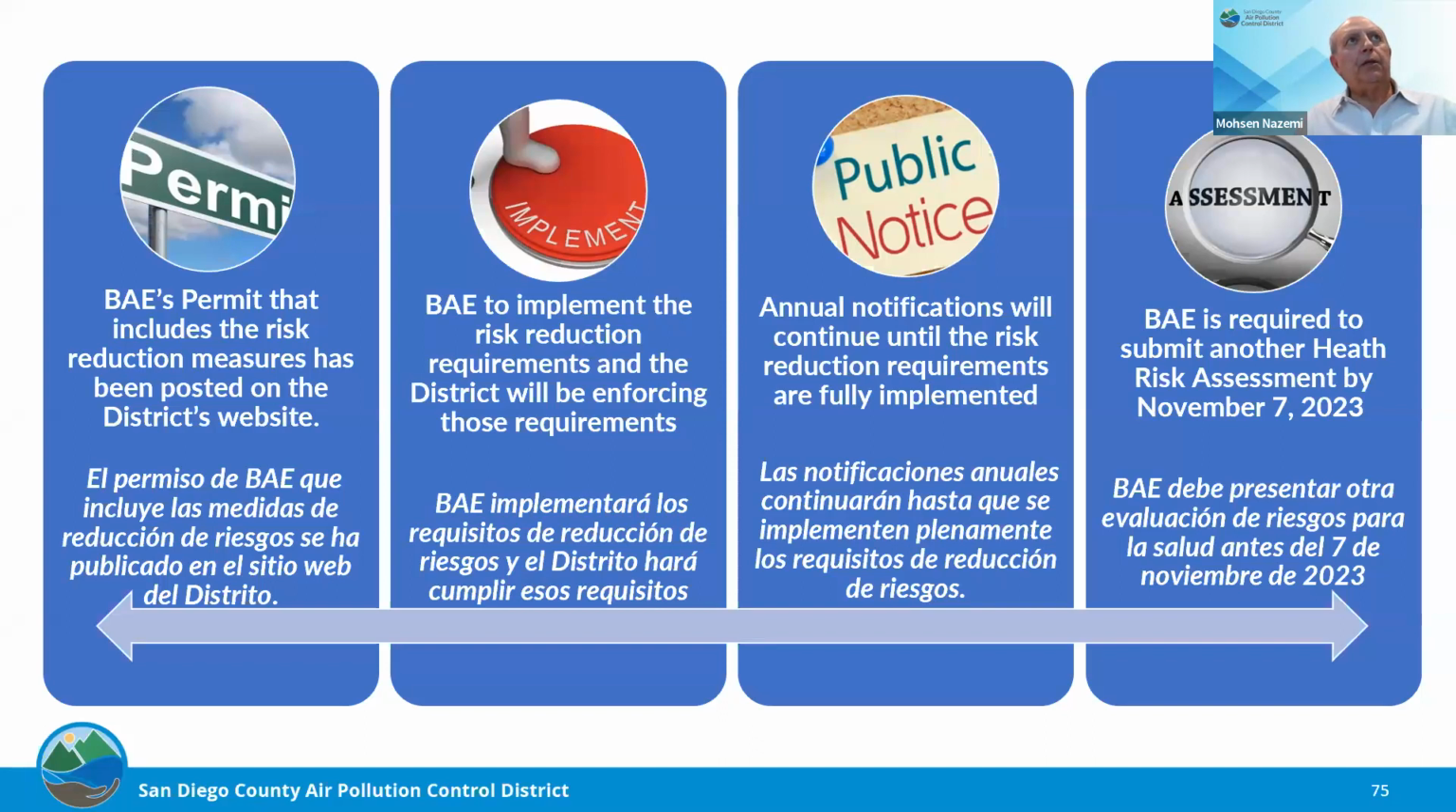So BAE's permit that includes the risk reduction measure has been issued and posted on the district website. BAE will be implementing the risk reduction requirements, and it'll be enforced by the district to make sure they are implemented. Until then, annual notifications will continue by BAE to make sure that they are informing the public if the risk is still above those thresholds, and until fully implemented and the risk levels are below the thresholds, the notification will continue.